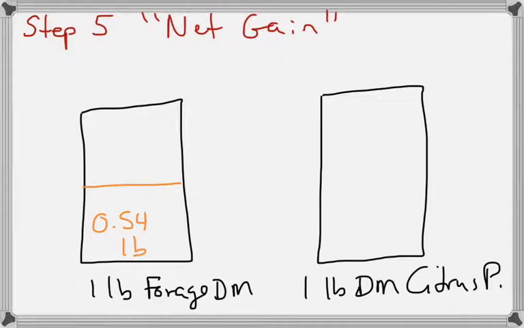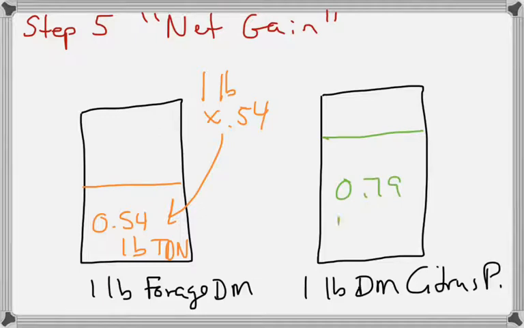What I did for that is take 1 pound times 0.54, which gives us how much TDN we have from the forage. Then on the flip side, the citrus pulp is 79% TDN, so we're going to have 0.79 pounds of TDN coming from the citrus pulp. Now, we're already getting over half a pound of TDN from the forage, so we aren't gaining that. What we're gaining is what we call the net gain, or the difference between the two.